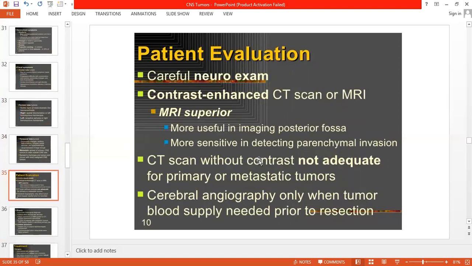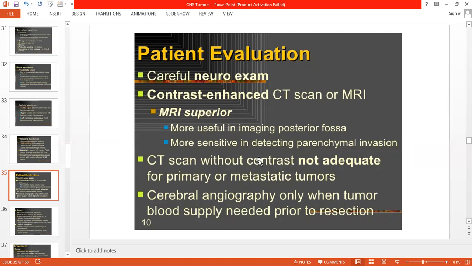How will you evaluate the patient? Careful neurological examination of course, after taking the history, then performing a CT scan and MRI. MRI is superior, especially in picking up lesions in the posterior fossa. CT scan is deficient in this regard because of the narrow space and bony prominences, which will cause artifacts in the image quality. So MRI is the best for CNS tumor detection.